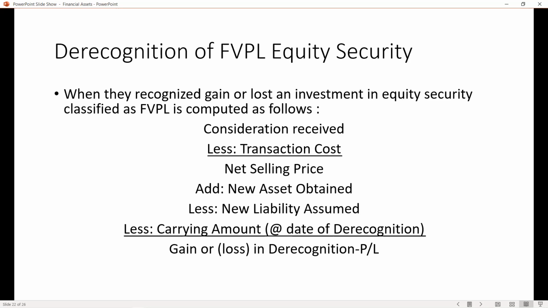I-add mo kapag may na-obtain kang asset, kasi ibig sabihin nun, di lang cash na-receive mo, naka-receive ka rin ng ibang asset. I-add mo siya doon sa net selling price at saka i-less mo yung new liability assumed. Saka i-deduct mo yung carrying amount at the date of recognition or at the date of sale. And i-perform the given operation, so makakakuha ka na ng gain or loss. Kapag negative, loss; kapag positive, gain.